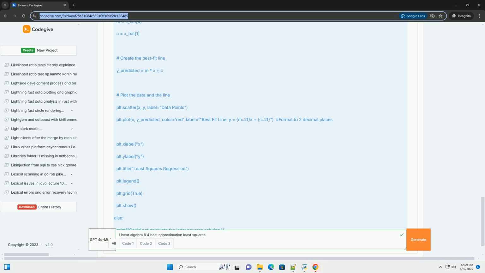The most common way to quantify the best approximation is using the Euclidean norm, or the 2-norm, of the error vector. Error vector e equals Ax minus b. Error magnitude: the 2-norm of e equals the norm of Ax minus b, which equals the square root of (Ax minus b) transpose times (Ax minus b). The least squares solution x-hat is the vector x that minimizes the norm of Ax minus b. In other words, we want to find x-hat such that the norm of Ax-hat minus b is less than or equal to the norm of Ax minus b for all possible vectors x.